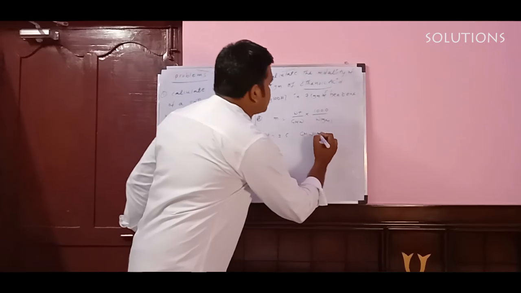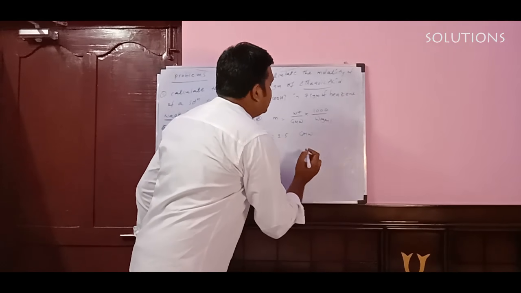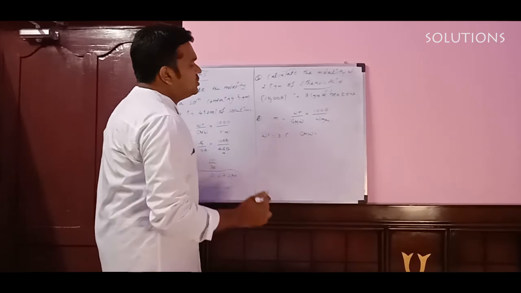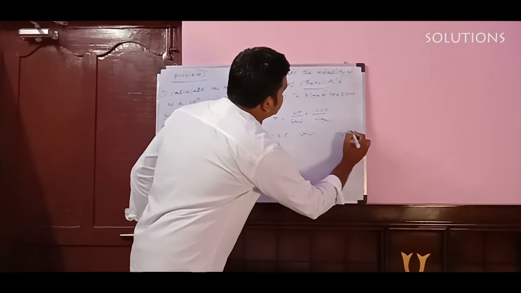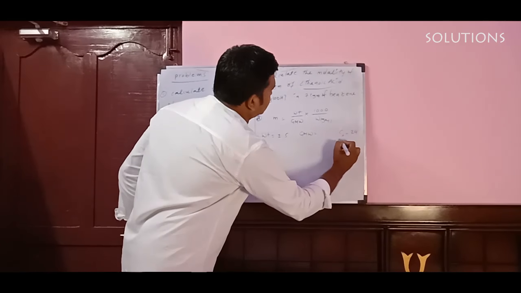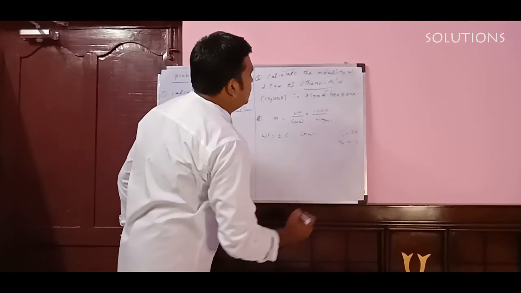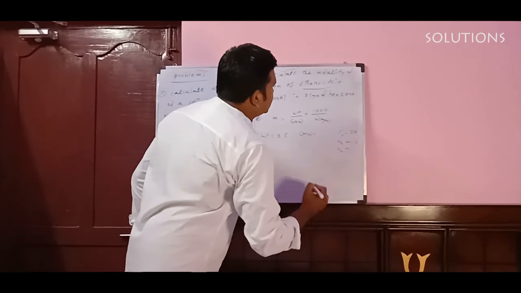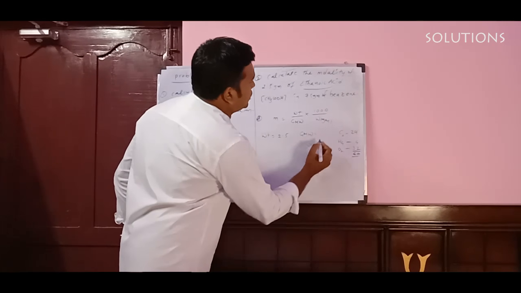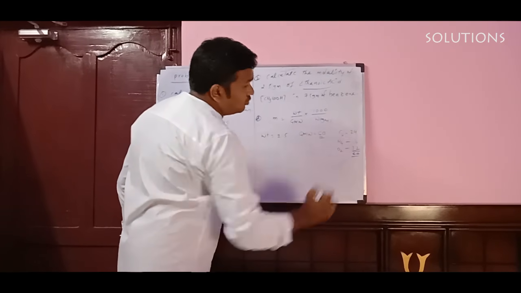CH3COOH. For CH3COOH, you can find out the gram molecular weight here. How many carbons are there? 2 carbons, so C2 means you write 24. How many hydrogens? 4 hydrogens, so 4 only. How many oxygens? 2 oxygens, so 32. Total how much are you getting? 60 only. So the gram molecular weight of ethanoic acid is 60.